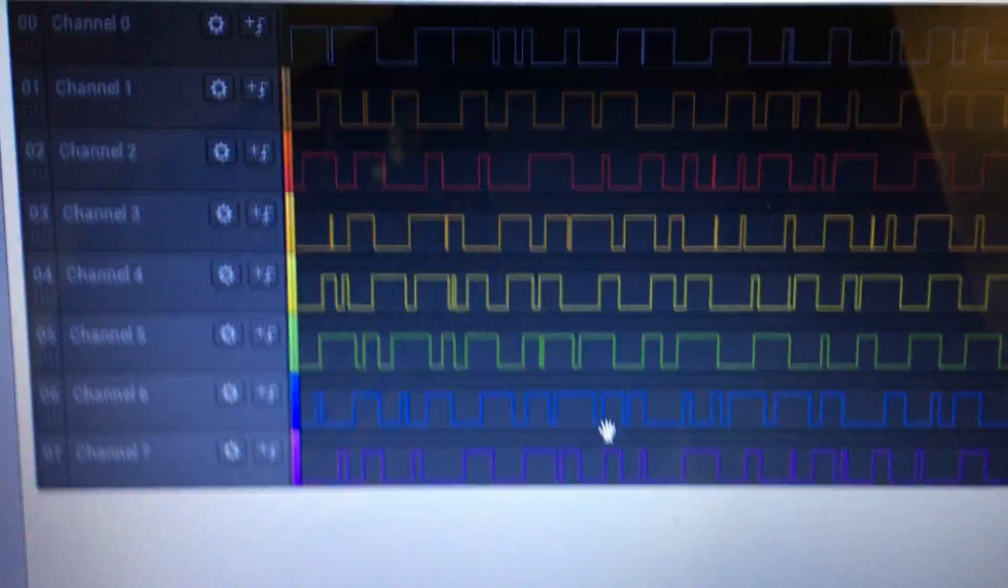Now let us look at a typical logic analyzer screen. How does it exactly look like?